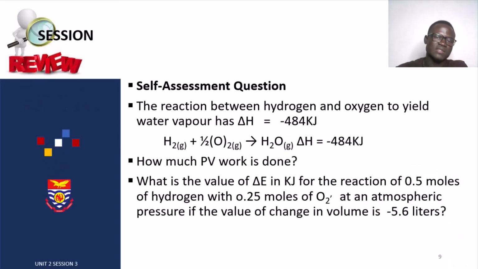Now, as part of your assessment or self-assessment and session review, the reaction between hydrogen and oxygen to yield water vapor has an enthalpy of negative 484 kilojoules. So how much PV work is done, and what will be the value of the internal energy in kilojoules for the reaction of 0.5 moles of hydrogen with 0.25 moles of oxygen at atmospheric pressure if the value of change in volume is negative 5.6 liters? So solve these questions so that you can familiarize yourself with the calculation procedures. Thank you.